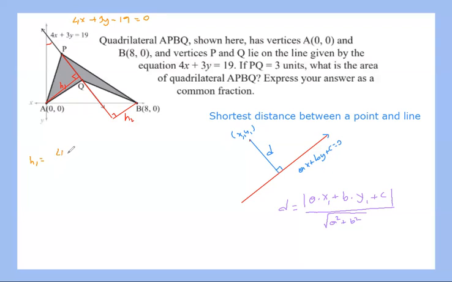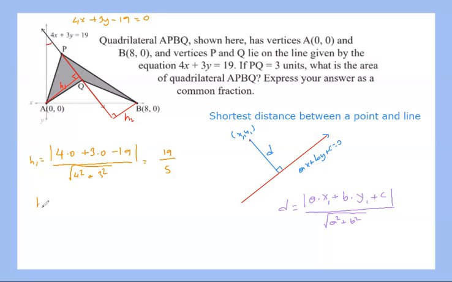So that will give us 4 times 0 plus 3 times 0 minus 19. As you see, this is going to be a negative number, so we deal with that by taking the absolute value of that number, and dividing by the square root of the sum of the squares of the coefficients, which is 4 squared and 3 squared. So that will be just 0 minus 19, just 19, over just 5. So that is my h1.